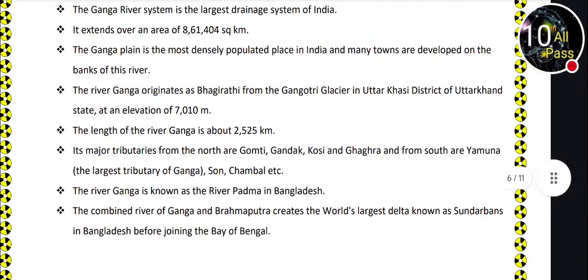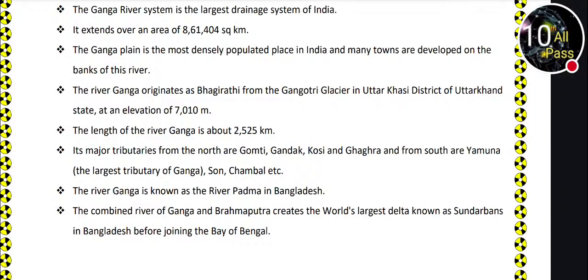The river originates as Bhagirathi from the Gangotri Glacier in Uttarkashi district of Uttarakhand state at an elevation of 7,010 meters. The length of the river Ganga is about 2,525 kilometers. Its major tributaries from the north are Ghaghara, Gandak, Kosi, and Gomti, and from the south are Yamuna, the largest tributary of Ganga, Son, Chambal, etc.